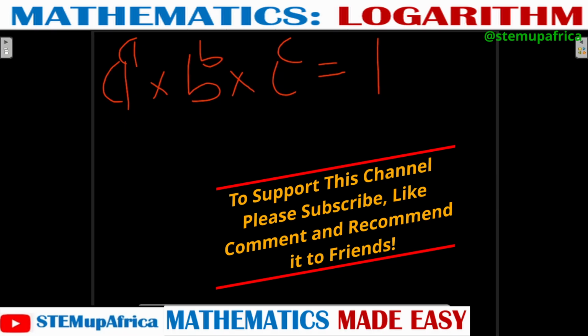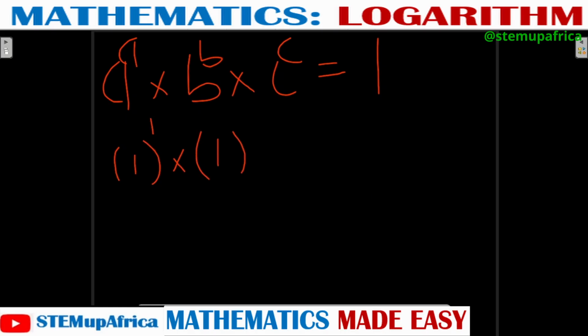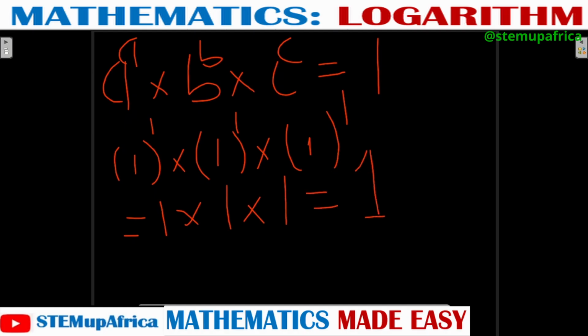So let's continue with it. My a is 1, my b is 1, my c is 1. So we're having 1 raised to the power 1 times 1 raised to the power 1 times 1 raised to the power 1. If we simplify it, we're having 1 times 1 times 1, which is what? 1. So we're having QED.